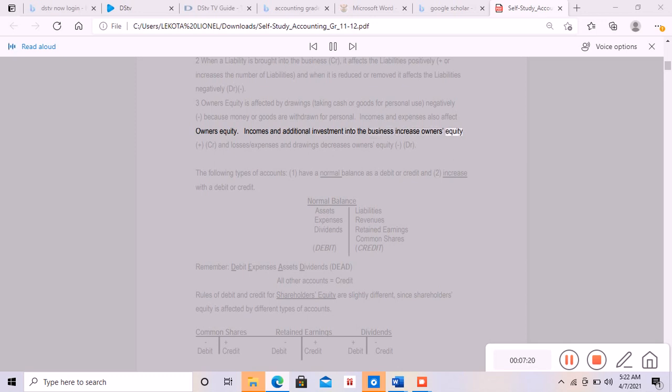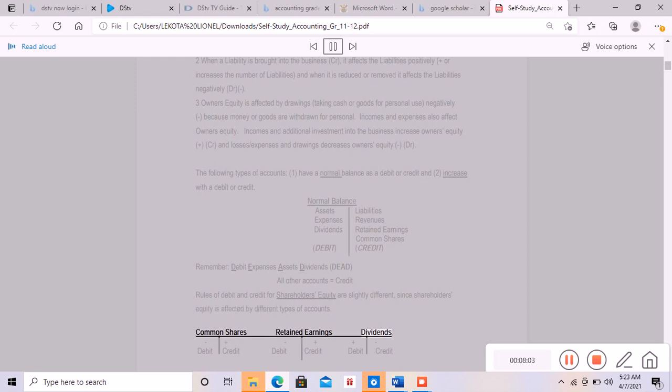The following types of accounts: 1. have a normal balance as a debit or credit, and 2. increase with a debit or credit. Normal balance: assets, liabilities, expenses, revenues, dividends, retained earnings, common shares; debit, credit. Remember, debit: expenses, assets, dividends, DEAD; all other accounts equal credit. Rules of debit and credit for shareholders' equity are slightly different since shareholders' equity is affected by different types of accounts. Common shares, retained earnings, dividends: plus, debit, credit. Expenses, revenues: plus, debit, credit.